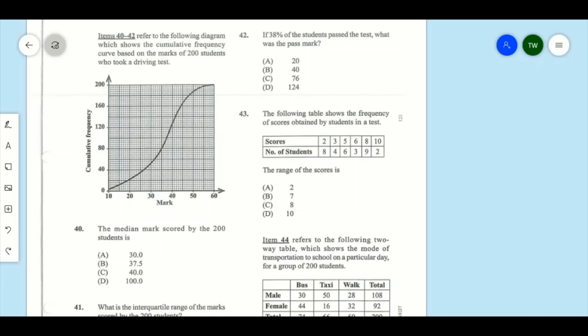Continuing with the May-June 2019 CSEC past paper, item 40 to 42 refers to the following diagram, which shows the cumulative frequency curve based on the marks of 200 students who took a driving test. And as you can see here, on the y-axis is the cumulative frequency, and on the x-axis is the mark.